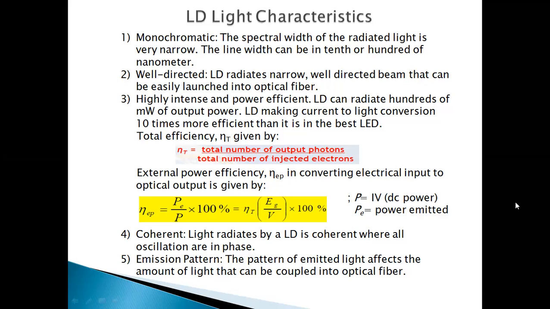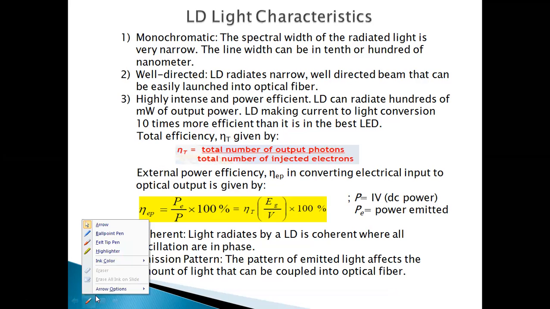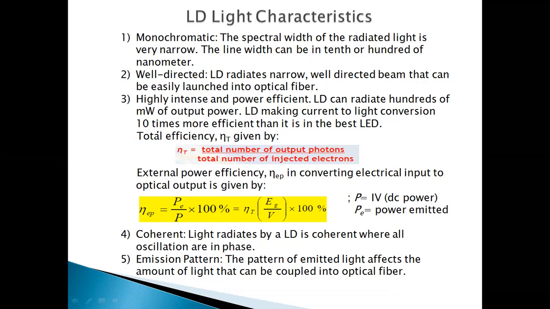So for today's lecture, we are going to continue with this slide, which will cover the topic of laser diode light characteristics. The first characteristic of laser diode light is that it is monochromatic. So what is meant by monochromatic? Monochromatic is a condition whereby the spectral width of the radiated light is very small, very narrow. That is what is meant by monochromatic.